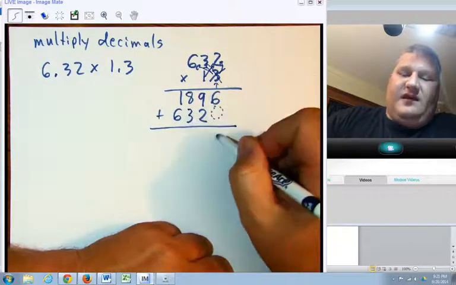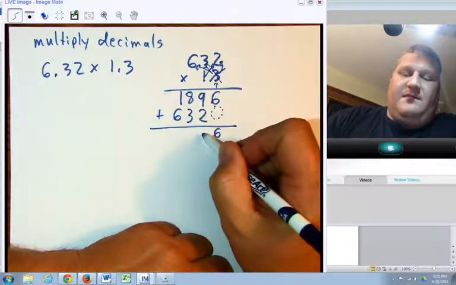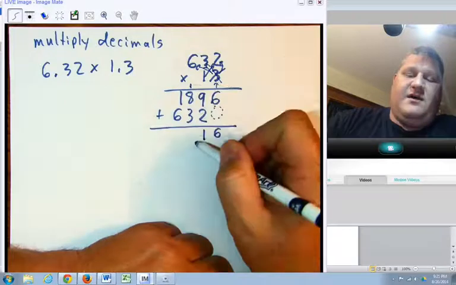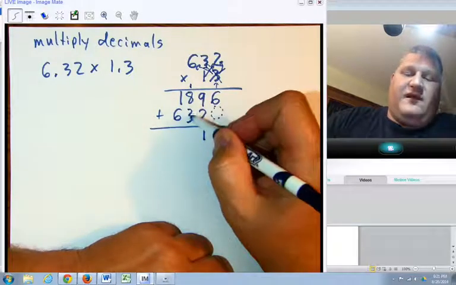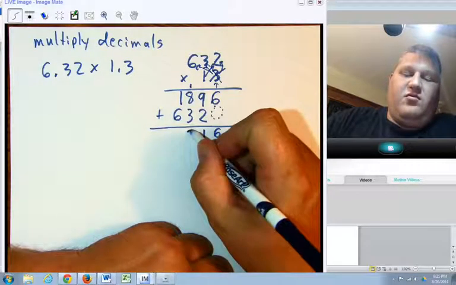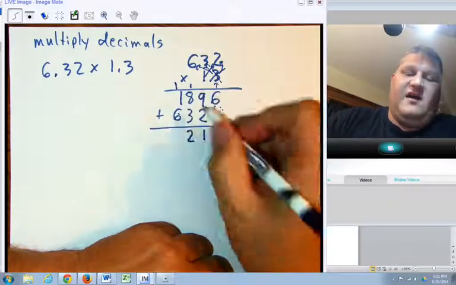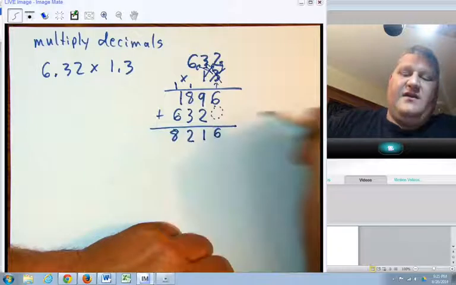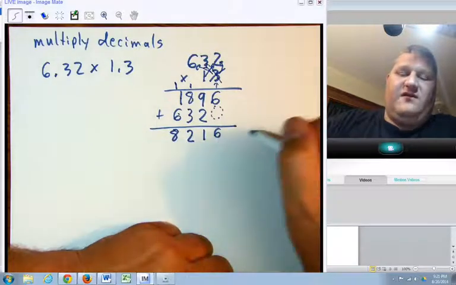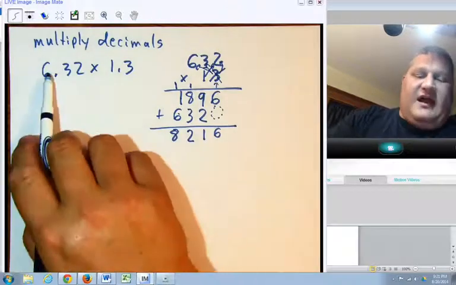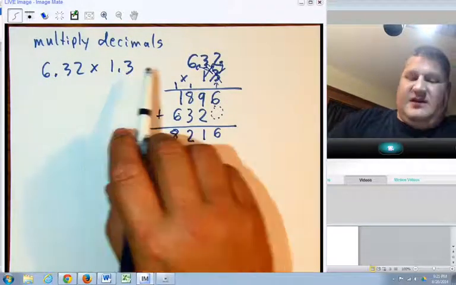So 6. Now 9 and 2 is 11, so I put 1 down here and I carry 1 up here. Well, 8 and 3 is 11, plus 1 more is 12, so I have to carry another one. So 1 plus 1 plus 6. That's going to be 8. So my answer is 8,216. With that, I'm ready to actually go over here and do the multiplication of decimals.